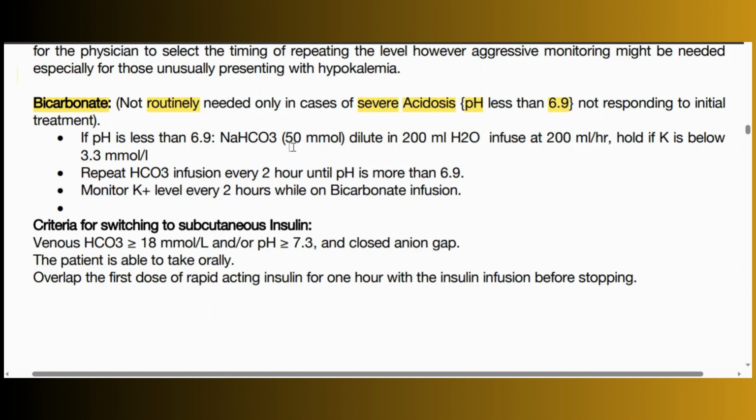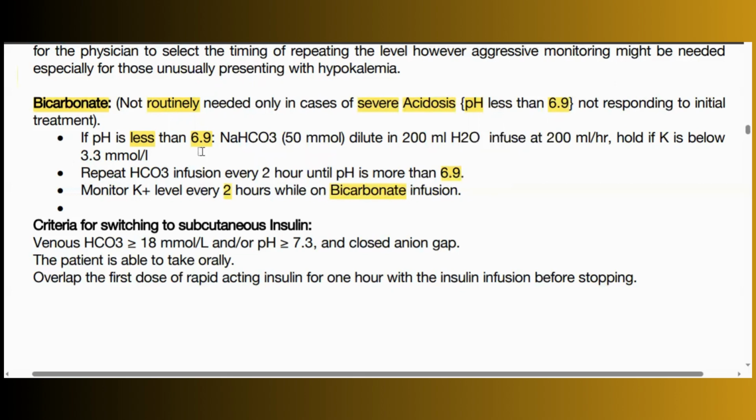If pH is less than 6.9, then sodium HCO3 50 millimole diluted in 200 ml of H2O is infused at 200 ml per hour. Hold if potassium is below 3.3. Repeat HCO3 infusion every 2 hours until pH is more than 6.9. Monitor potassium levels every 2 hours while on bicarbonate infusion.